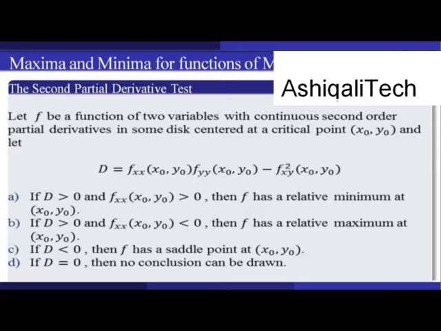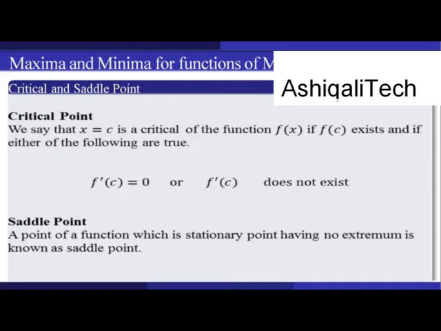That is, we cannot apply this test to check the maximum and minimum value. Dear students, now we define critical and saddle points. First of all, we define critical point.